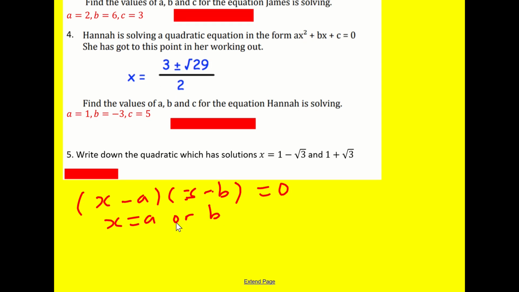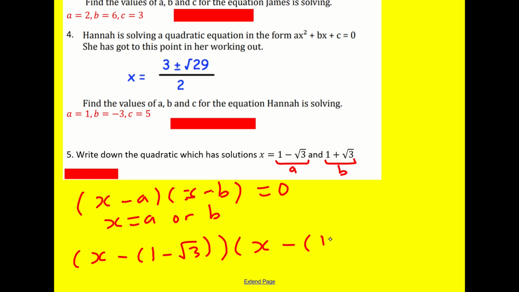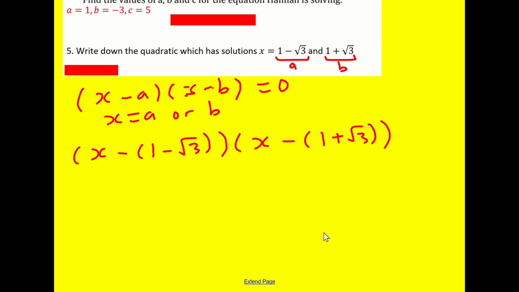And so instead of going down, we can go up. We can basically say that this thing here is going to be a, and this thing here is going to be b. So for my quadratic, it's going to be x minus (1 minus root 3). I know I've got a lot of brackets going on here. We'll get rid of them in a minute. And then x minus (1 plus root 3). And I've constructed a quadratic.